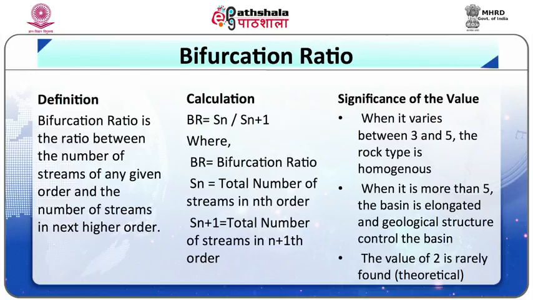When the value of mean bifurcation ratio varies between 3 and 5, the rock type is homogeneous. When it is more than 5, the basin is elongated and geological structure controls the basin. The value of 2 is rarely found, that is theoretical.